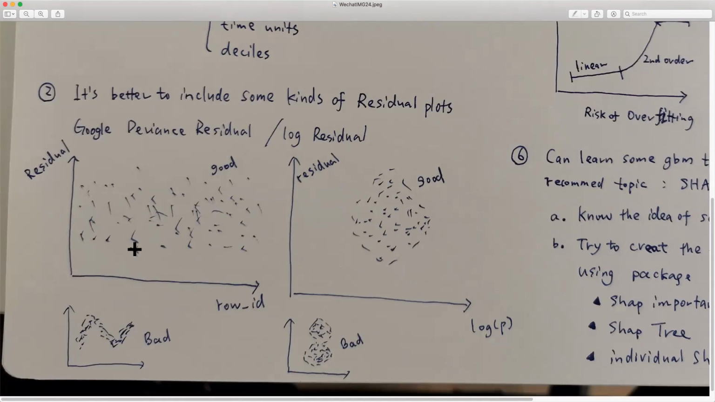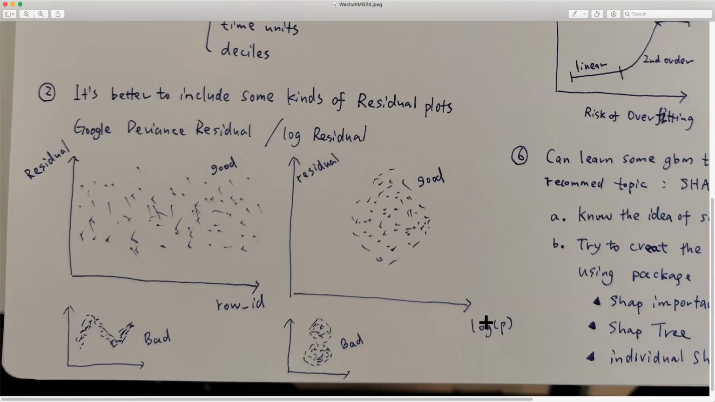there are two ways to show the residues. The first one is you put row ID on the x-axis, and if your residue distributes like a rectangle, then generally it's good. If you see some weird trend like this, then you miss some important features.